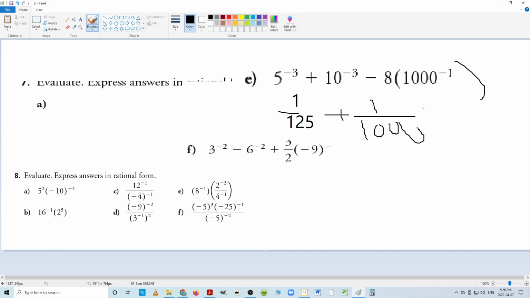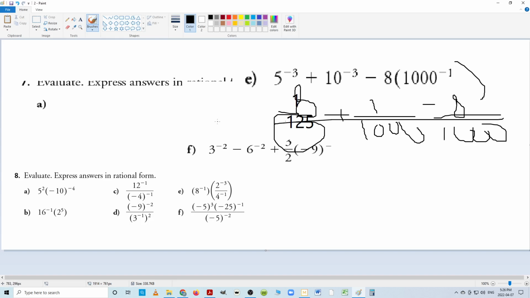-8. -8 times what is essentially 1/1000. -8/1000. This has the same denominator as this. This needs to come up to speed. So I need to find a way of bringing this up to 1000. If I multiply it by 8, that works, because 8 times this will make 1000. So this becomes 8. And then it's all over 1000 now. 8 plus 1 minus 8, it's just 1/1000.